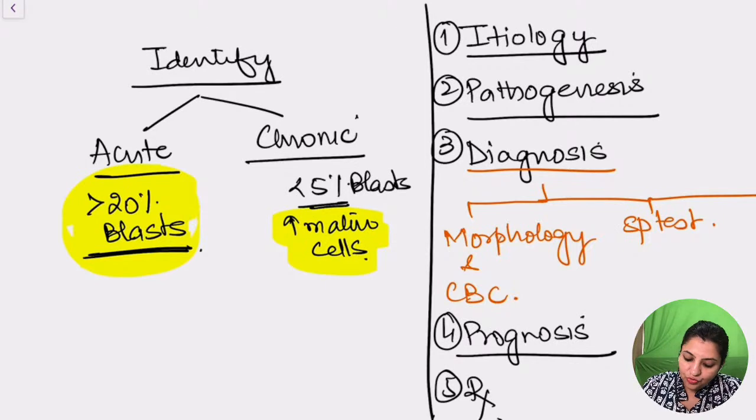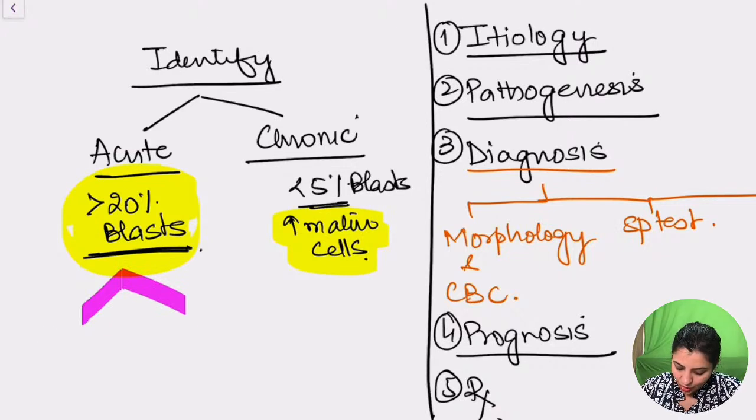Now let us see how further we can divide. In acute also we will have two categories here. You know, in hematology there are only two types of cells, myeloid and lymphoid.